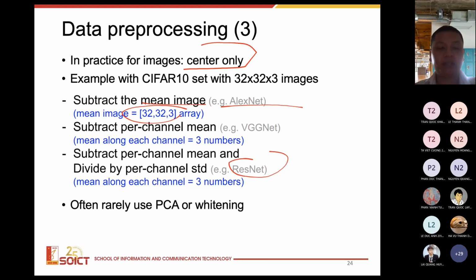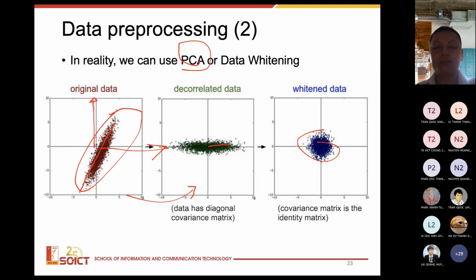Often you rarely use the PCA or whitening, right? This is for the image, but for other types of data, you may see the PCA is a useful mechanism to decorrelate the data.